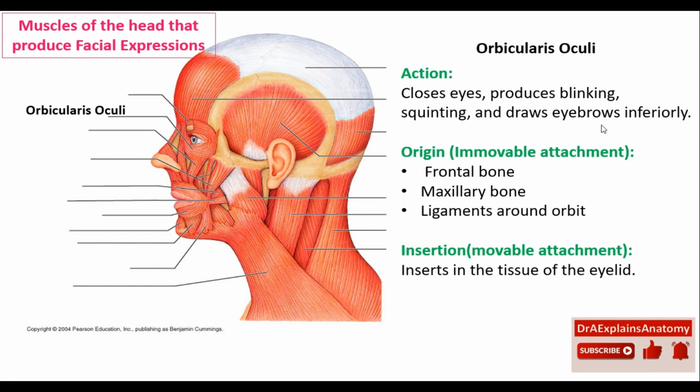The origin of a muscle is the immovable attachment, whereas the insertion is the movable attachment site of the muscle. So the origin of the orbicularis oculi muscle is the frontal bone, the maxillary bone, and the ligaments around the orbit, whereas it is inserted in the tissue of the eyelid.